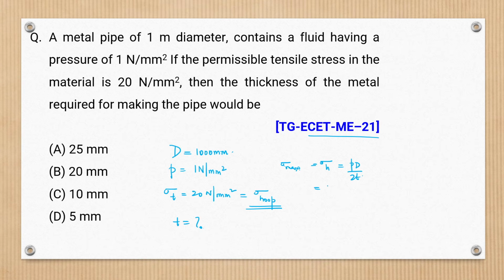Next, sigma h is 20, pressure is 1 into 1000 divided by 2 times the thickness. So thickness is equal to 1 into 1000 divided by 2 times 20, which is 40. Okay, 40, and the zero is cancelled, so 25. So thickness will be equal to 25 mm, that is option A is the answer.